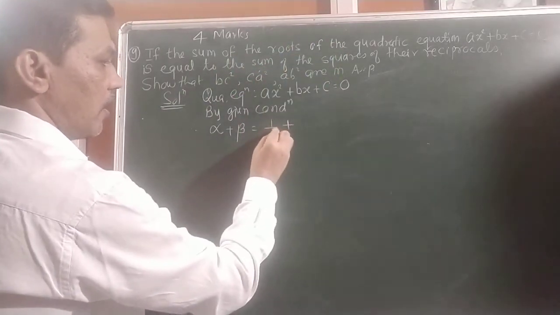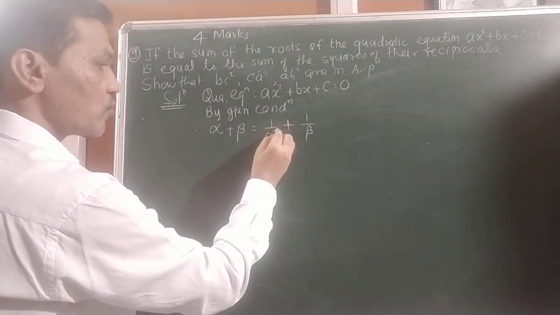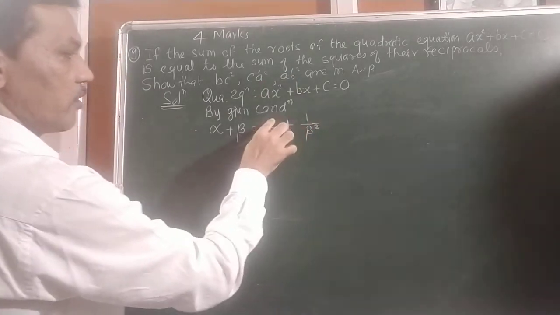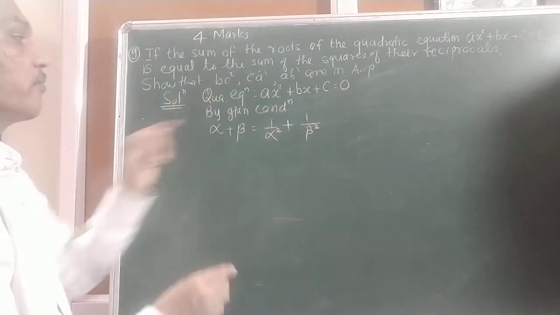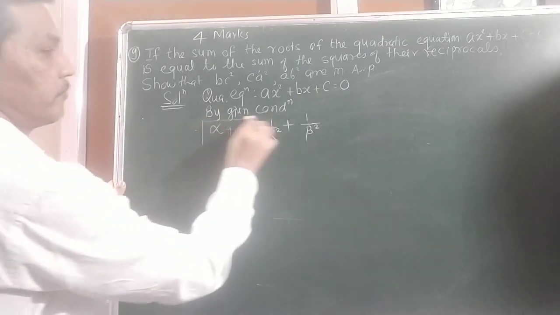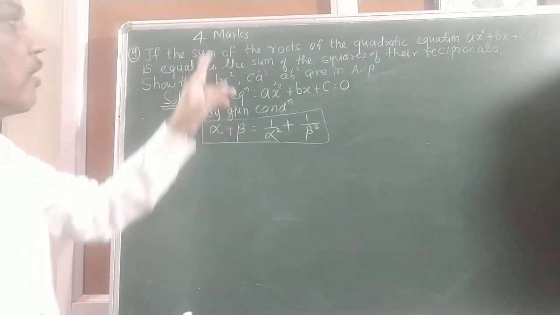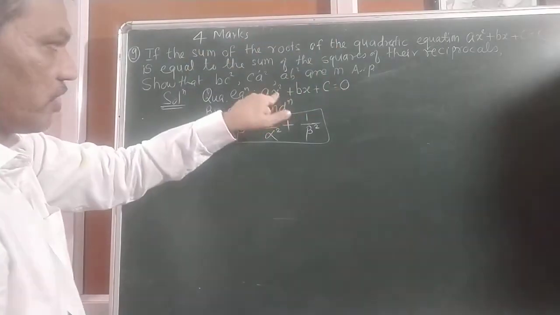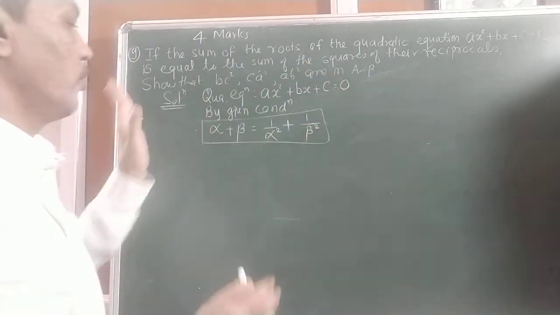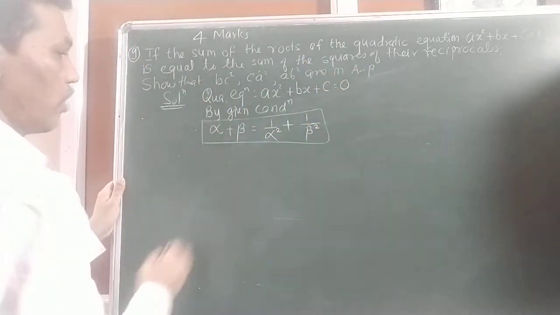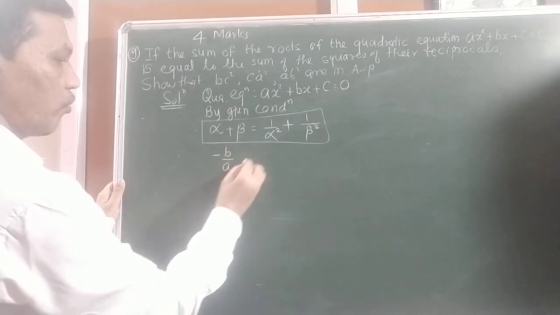Reciprocal means 1 upon alpha, 1 upon beta, but again square. So square. See, 1 square is 1 only. That is why I am writing like this. This is a very important condition. These two lines given are very important. We have to understand: the sum of the roots of the equation, that is standard form, is equal to the sum of square of their reciprocal. Okay. Now we can use the formula. What is the alpha plus beta formula? Minus b upon a.